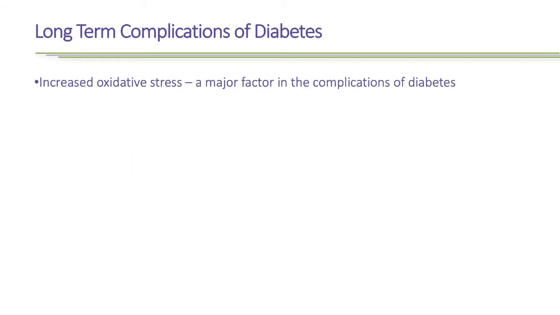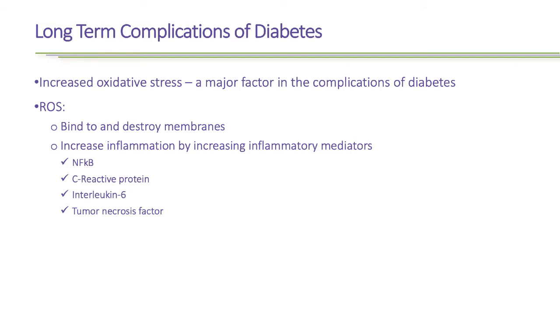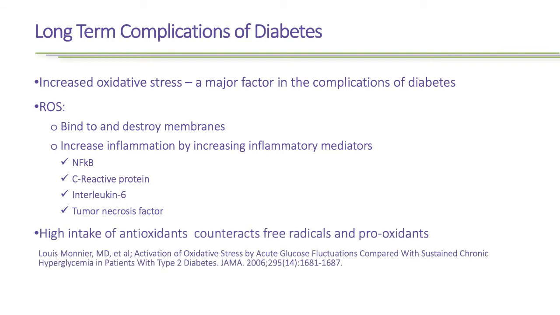You have increased oxidative stress, which is a major factor in the complication of diabetes. The reactive oxidative species that are formed bind to and destroy membranes. Reactive oxidative species increase inflammation by increasing inflammatory mediators such as nuclear factor kappa B, C-reactive protein, interleukin 6, and tumor necrosis factor. High intake of antioxidants counteracts free radicals and pro-oxidants.